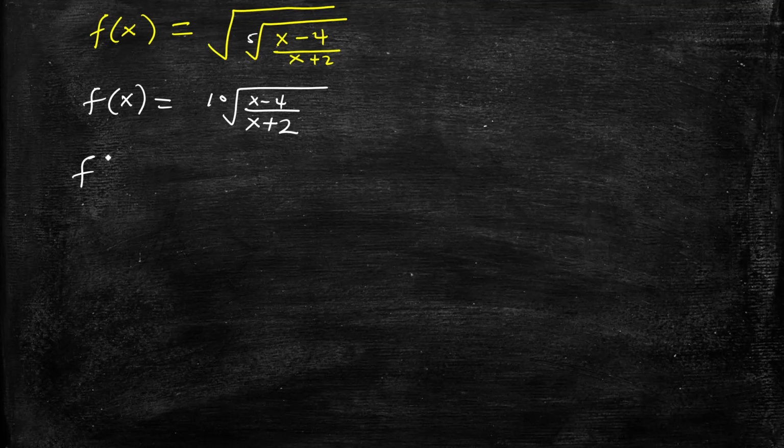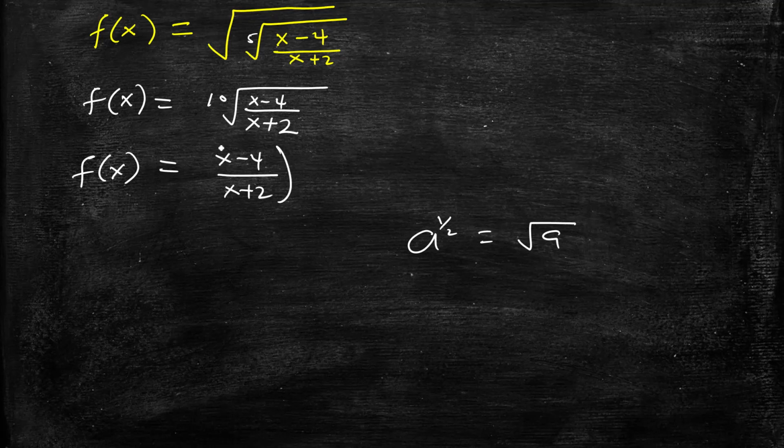So we can rewrite this one, since a raised to half is the same as square root of a. You can go ahead and say x minus 4 on x plus 2 raised to 1 on 10. So with this we can perform the differentiation.